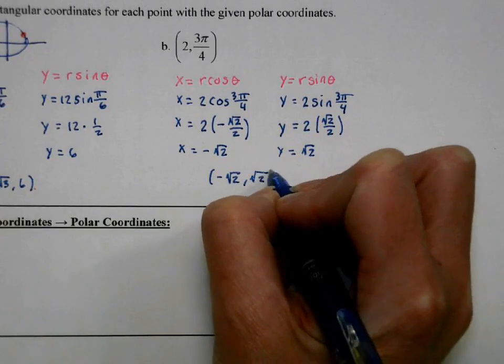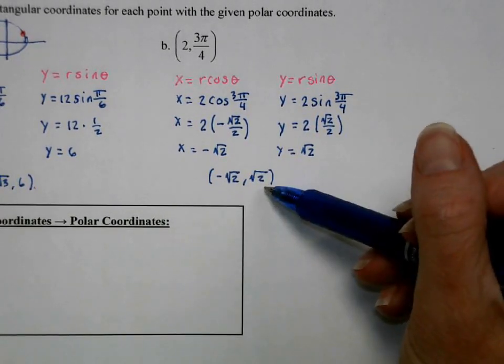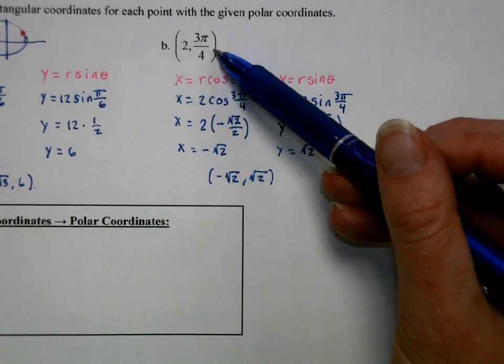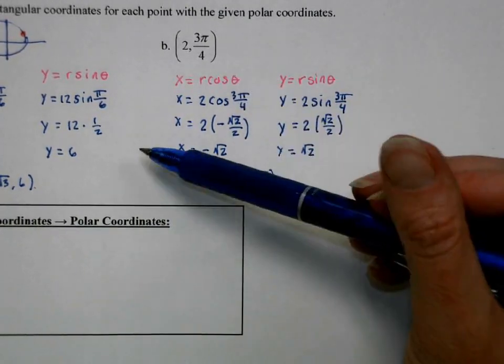And it should all make sense if I were to graph this. We're in the second quadrant. Our x and y's are going to be the same magnitude. So it all matches. It should all feel good and connected.